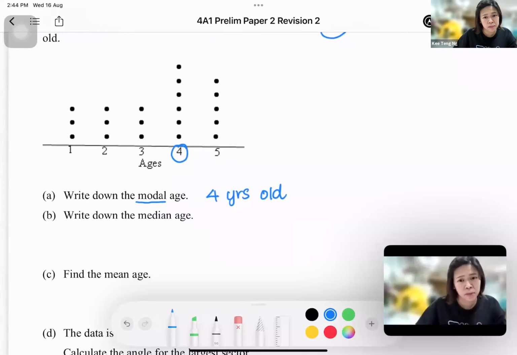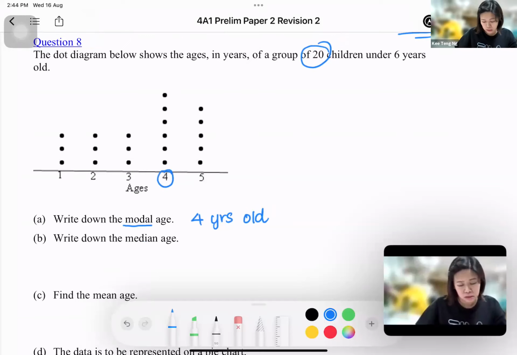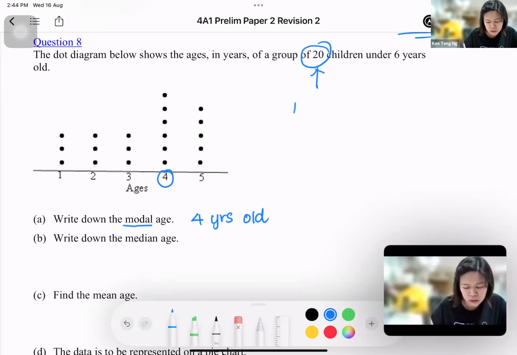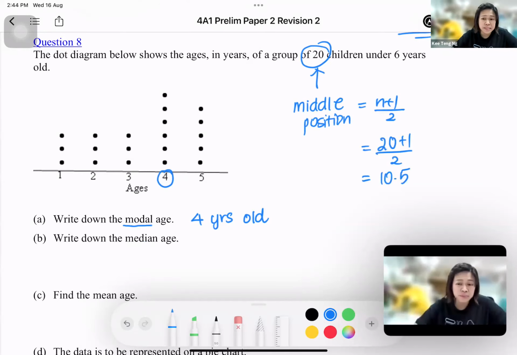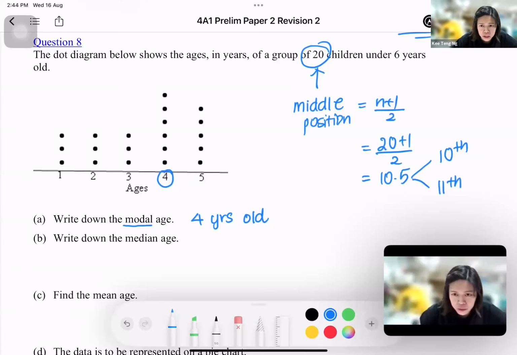Then how do I calculate my median? Middle. Okay, so in this case, I know the total has 20. The middle position is given by n plus 1 divided by 2. So my n is the number 20. So 20 plus 1 divided by 2 gives me 10.5. 10.5 means I must take which two positions? The 10th position and the 11th position. Add them up and then divide by 2.